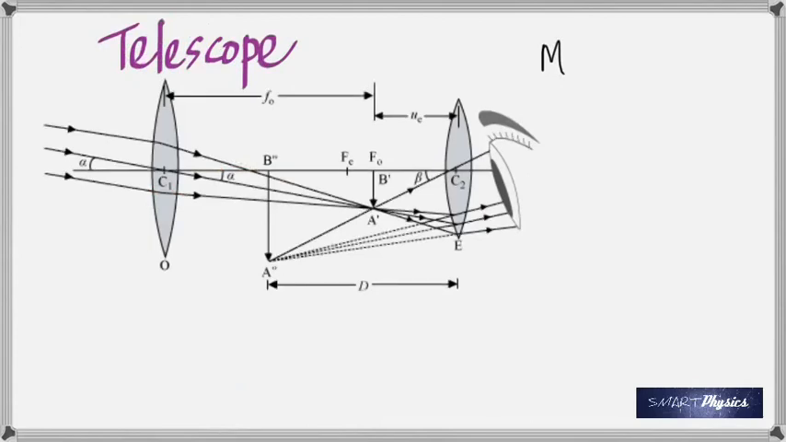Okay, once you understand it, it's going to be easy. A telescope has 2 lenses, at least 2. The one that's facing the object is called the objective. Same thing in a microscope, right? And the other lens is called the eyepiece. Because it's close to the eye. An objective and an eyepiece.